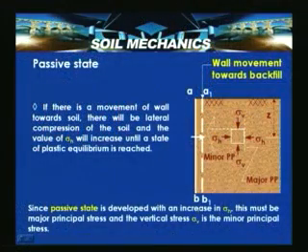Now, let us consider the second state we discuss, the passive state. In this case, the wall moves towards the backfill. Again the ground surface is horizontal, AB is the initial position of the wall and A1 B1 is the wall after pushing adequately towards the backfill. In this case again the same element at the same depth z, sigma v and sigma h, where sigma h is the horizontal stress and sigma v is the vertical stress.